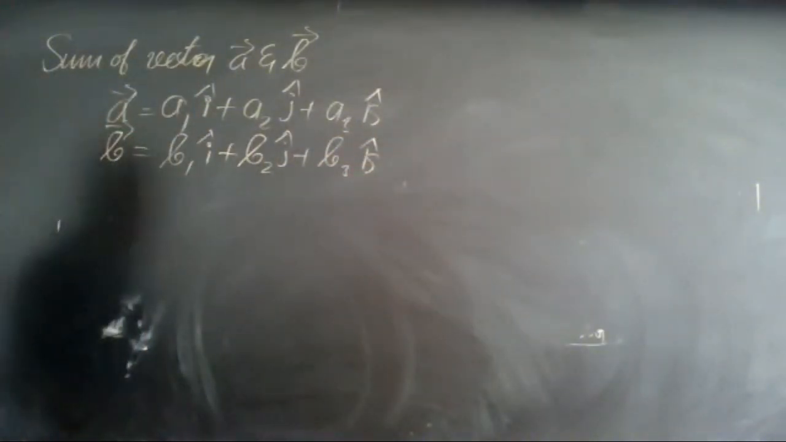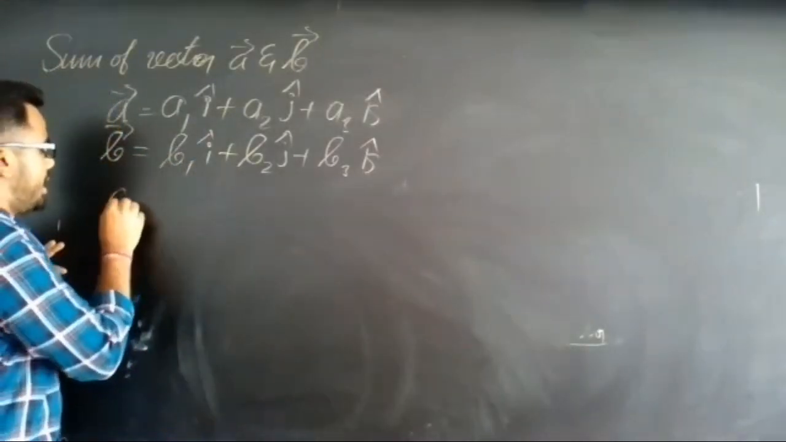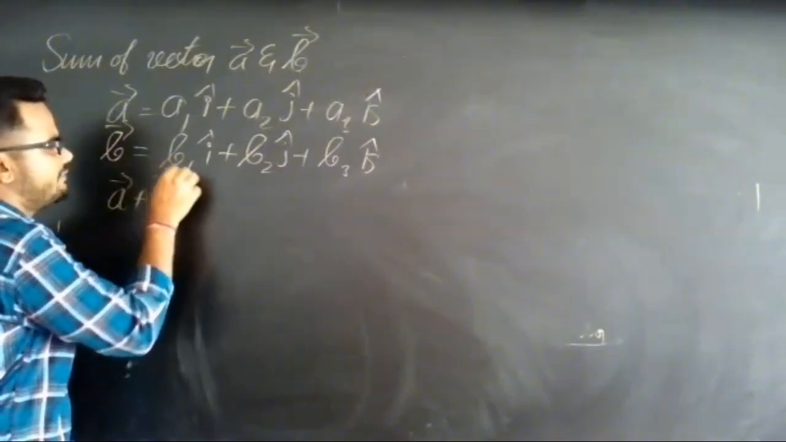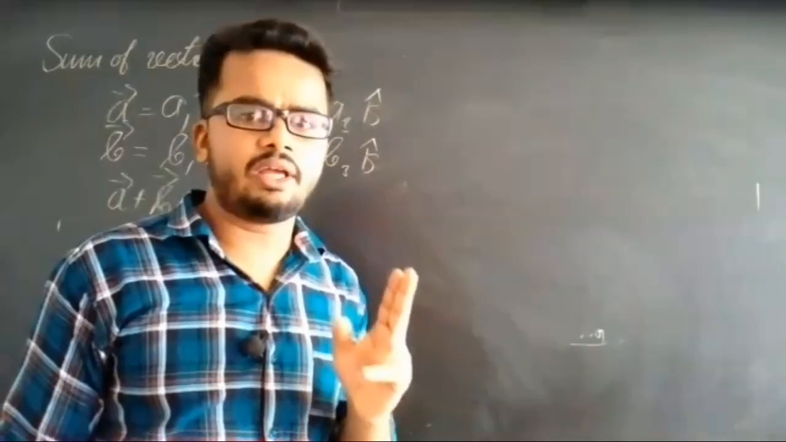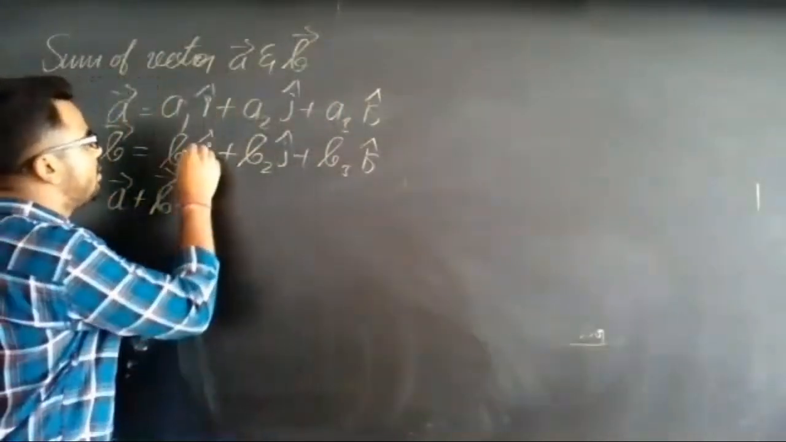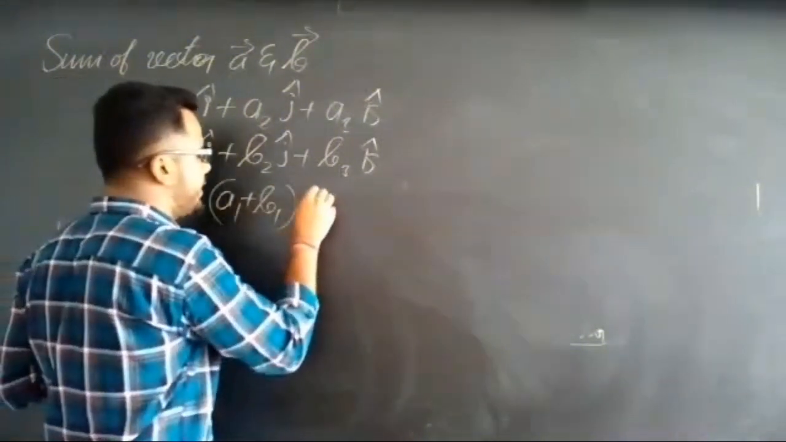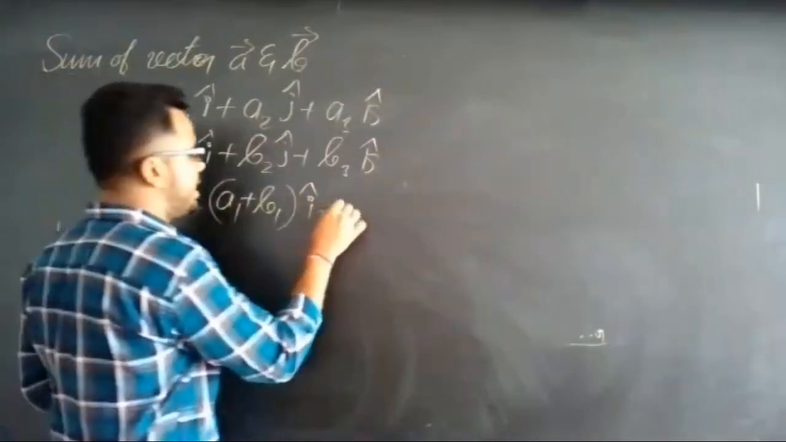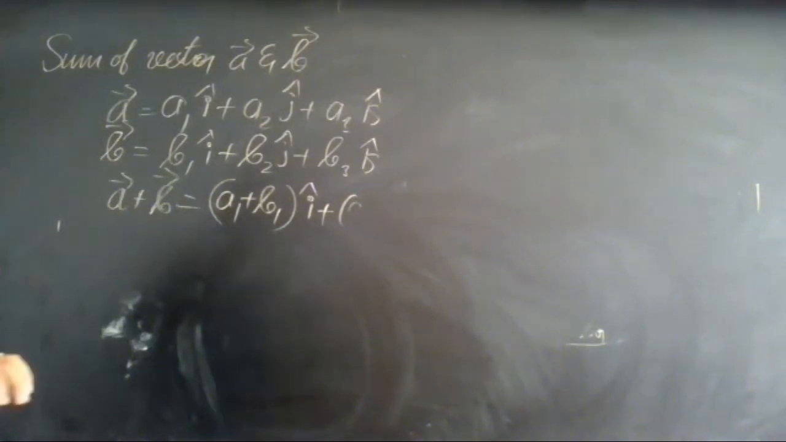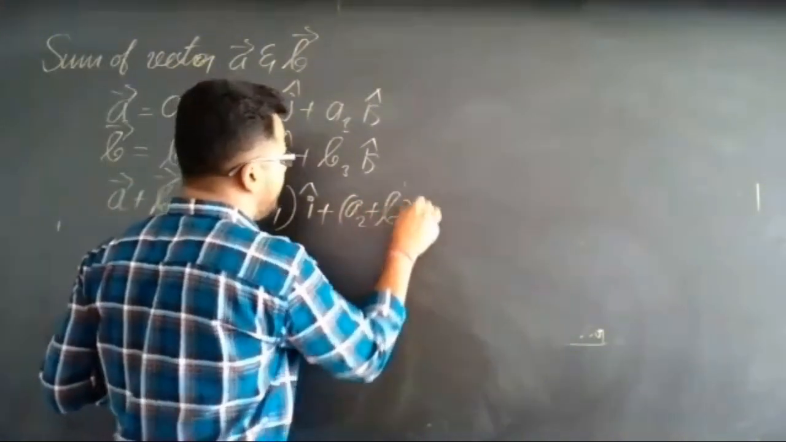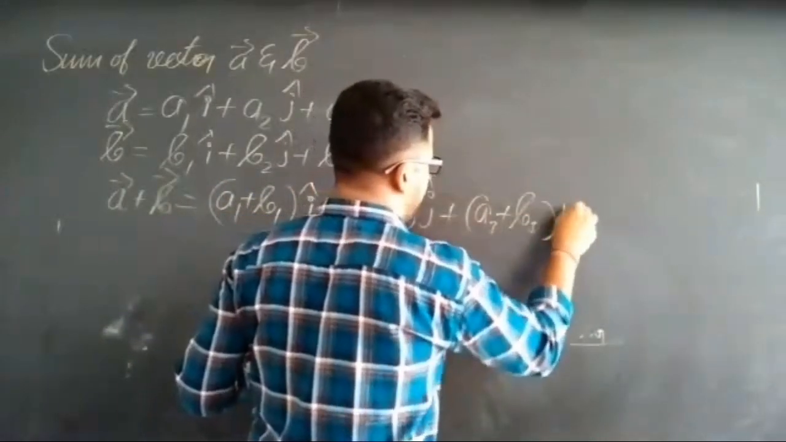What is the meaning of vector addition? Vector addition means that vector A plus vector B will be given by adding the coefficients of i cap, the coefficients of j cap, and the coefficients of k cap. So it is (A1 plus B1) into i cap plus (A2 plus B2) into j cap plus (A3 plus B3) into k cap.